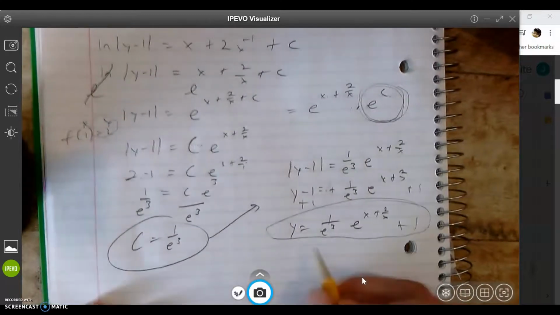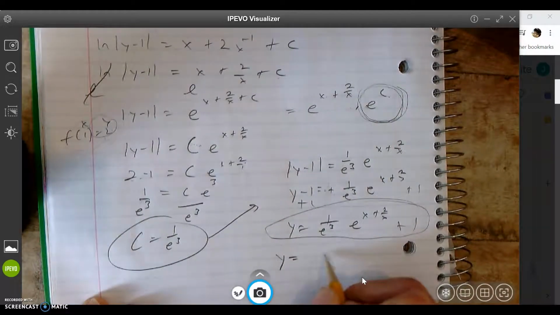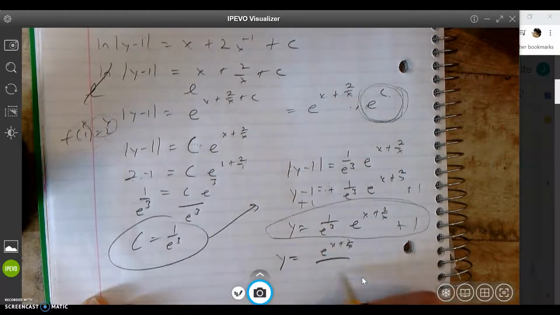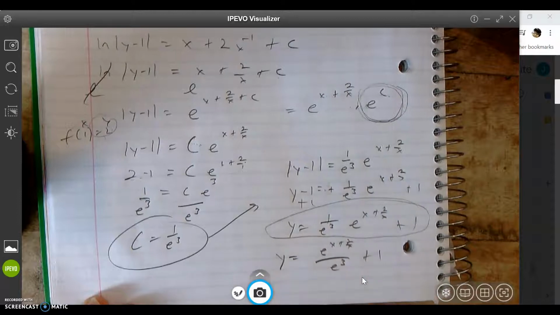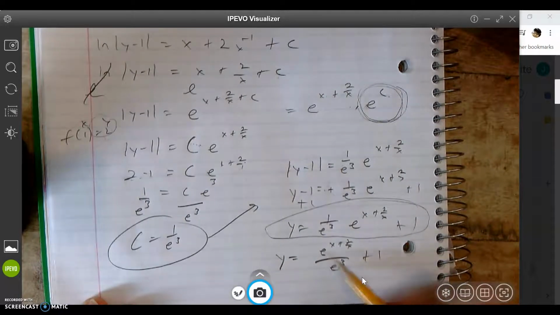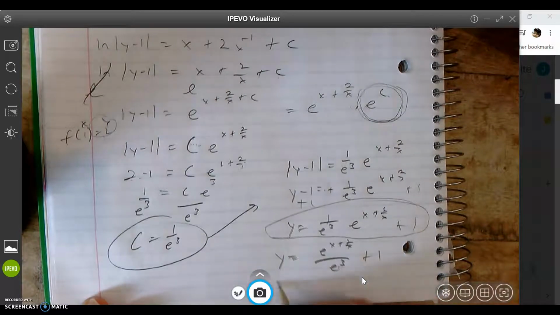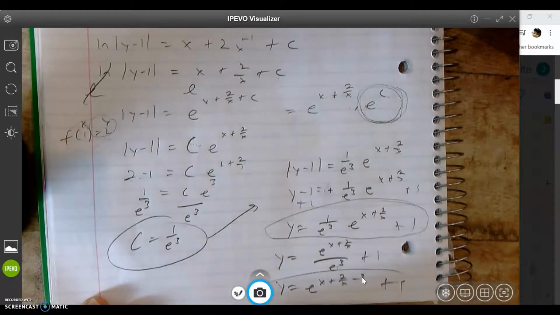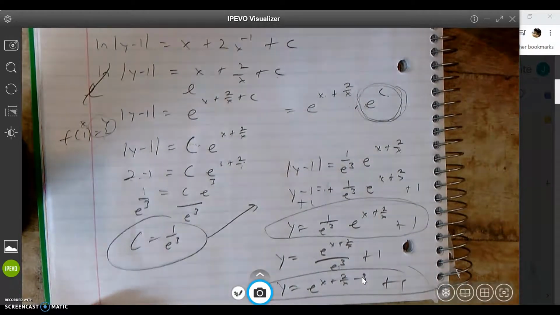Questions? If you want to clean this up a little bit, this could be y equals e to the x plus 2 over x over e to the third, plus 1. And when you have the same base, you're actually subtracting the exponents. So it could be y equals e to the x plus 2 over x minus 3, plus 1. That would also be an answer.